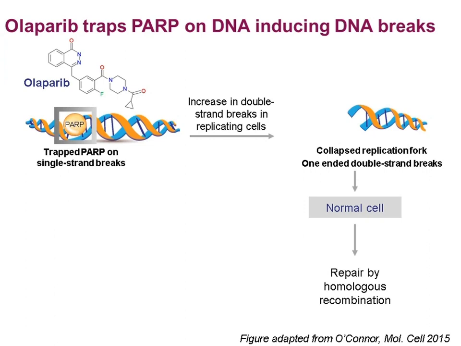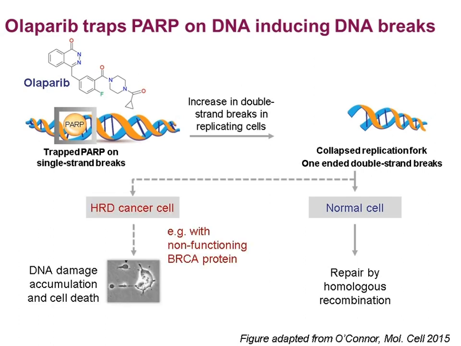Now, in normal cells, those DNA double-strand breaks generated in S phase will be repaired by the homologous recombination repair pathway. But in cancer cells that are deficient in homologous recombination, so HRD, for example, those that have non-functioning BRCA protein, they will end up utilizing the error-prone pathways such as classical non-homologous end joining, which over multiple rounds of replication will lead to the accumulation of genomic instability, and ultimately that genomic instability is no longer consistent with cell survival, and you'll get cancer cell death.